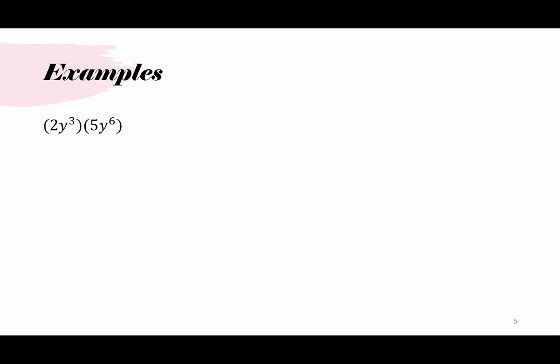The next one, I have 2y cubed times 5y to the 6th. So I want you to think about putting the number part together. So I'm just going to group that 2 times 5. And then I'm going to put the y part together. So y cubed times y to the 6th. 2 times 5, we know that's 10. I'm going to add the 3 plus 6. So 3 plus 6 is 9. So here I have 10y to the power 9.